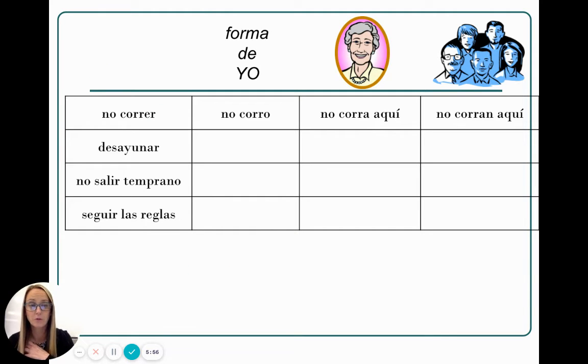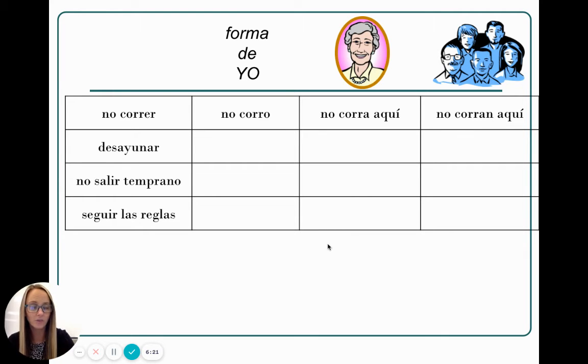So on your paper, you do have a pretty lengthy chart. What I would encourage you to do is pause the video and give it a try, and then check the answers. So for instance, if we want to say don't run, the yo form is corro, and now put the opposite ending. Don't run here, don't run here. No corra and no corran, which looks exactly like no corras for the tú command.